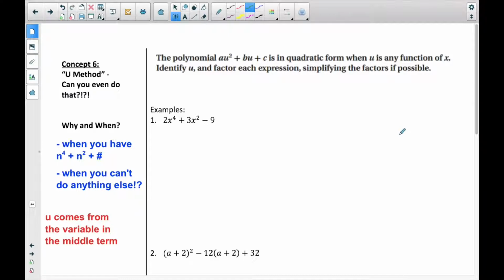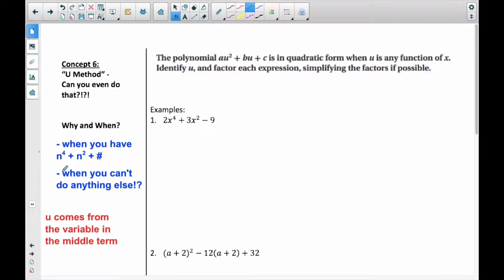I don't know who chose U and why we're using it, but that's what we're going to use. You look up here, the polynomial AU squared plus BU plus C is in quadratic form when U is any function of X. Identify U and factor each expression simplifying the factors if possible. Why would you ever want to use this and when?